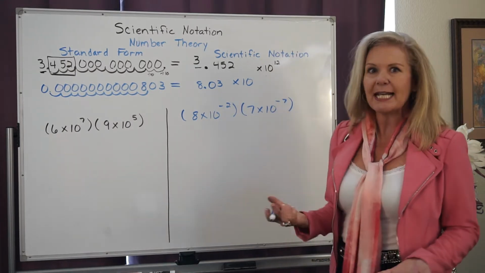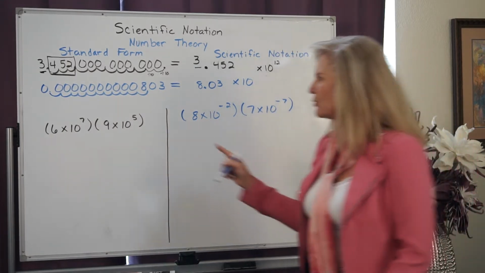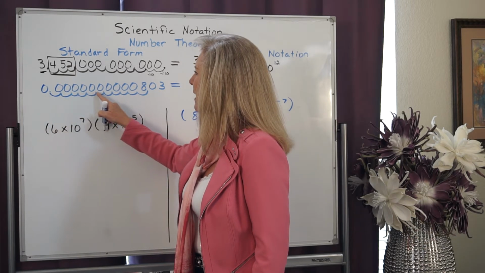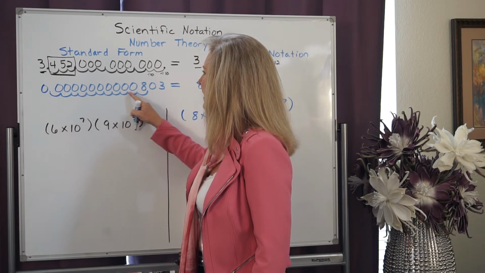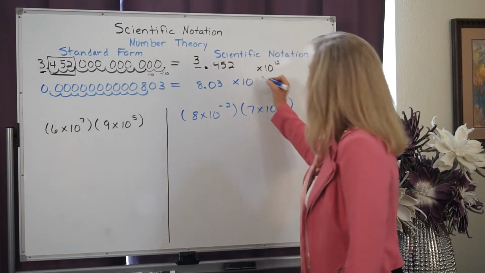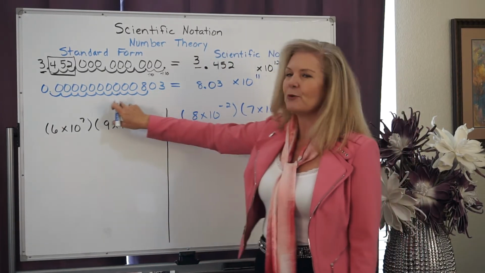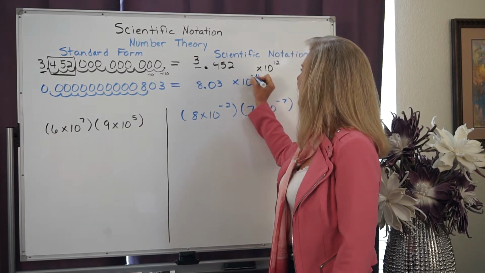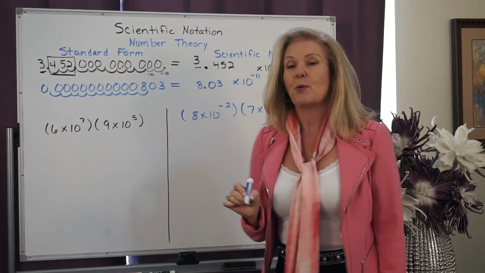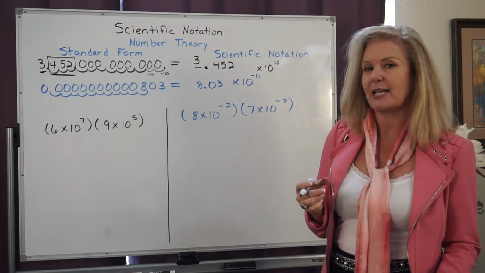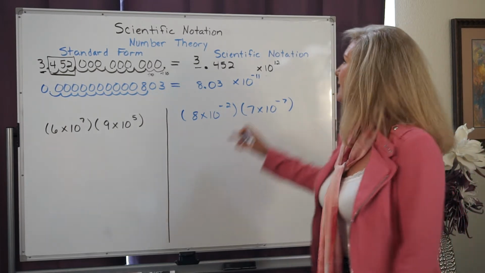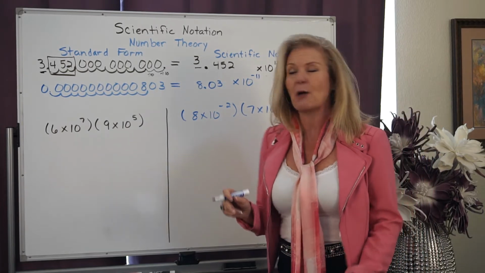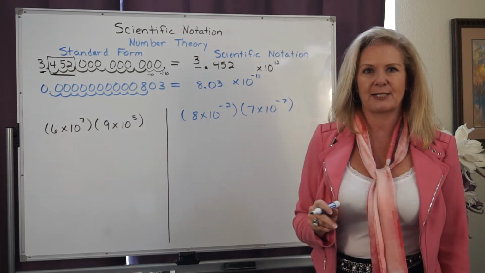And I'm still going to count the number of digits that I moved it. So I moved it 1, 2, 3, 4, 5, 6, 7, 8, 9, 10, 11 places. But whenever we're moving it in really small numbers, we use negative exponents. So I can tell in scientific notation if a number is big, if it has a positive exponent, and I can tell if a number is small, if it has a negative exponent.